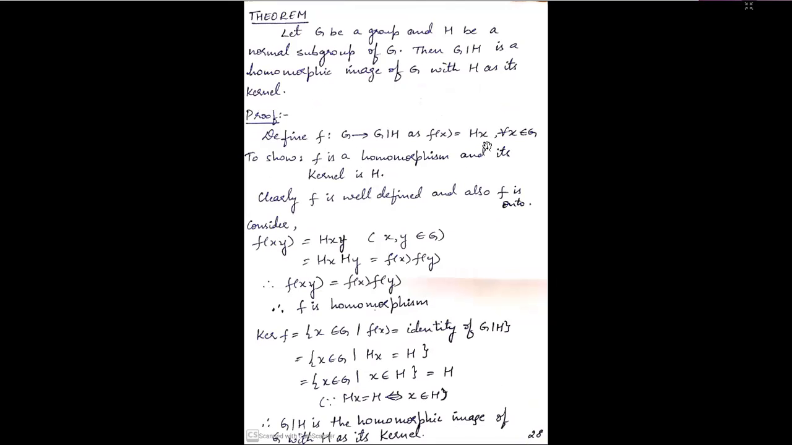Next, we'll go to the next theorem. Let G be a group and H be a normal subgroup of G. Then G by H is a homomorphic image of G with H as its kernel. So let us see what a homomorphic image is first.